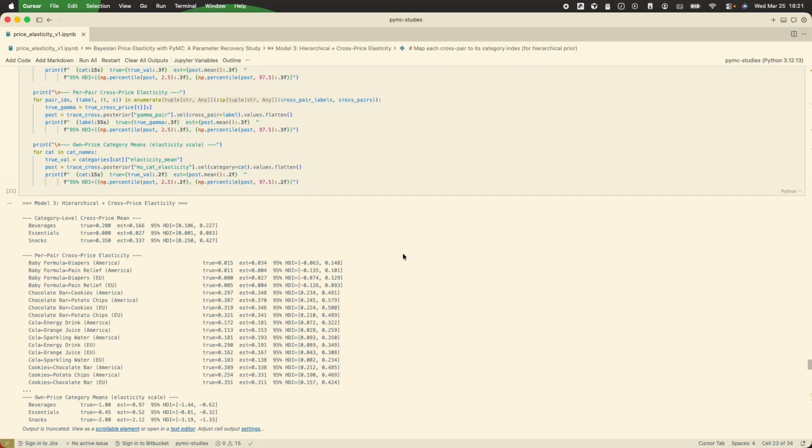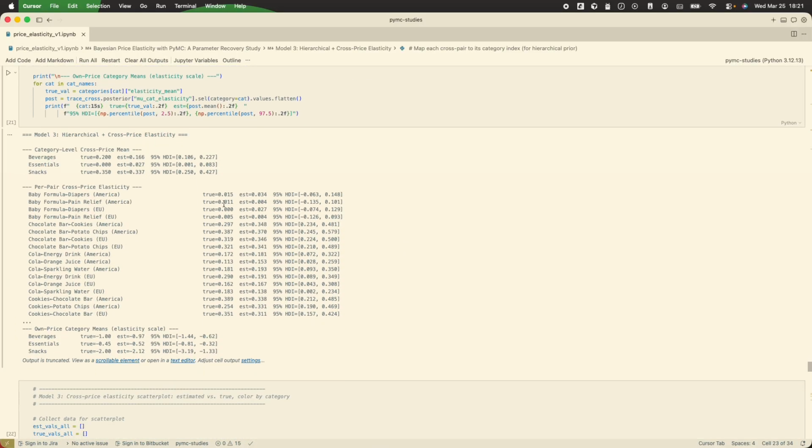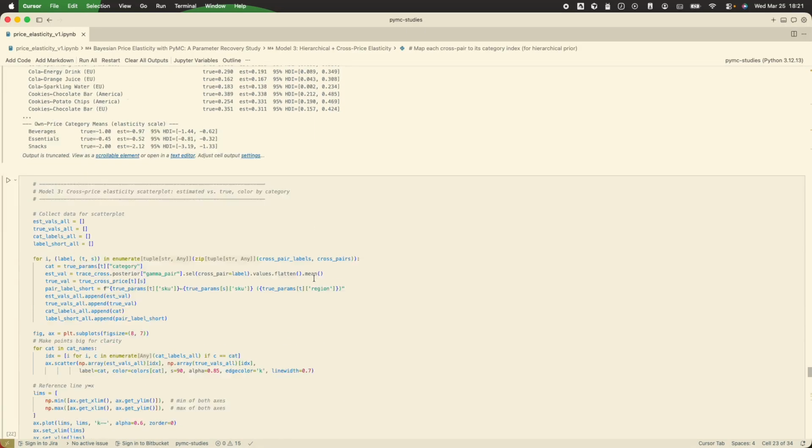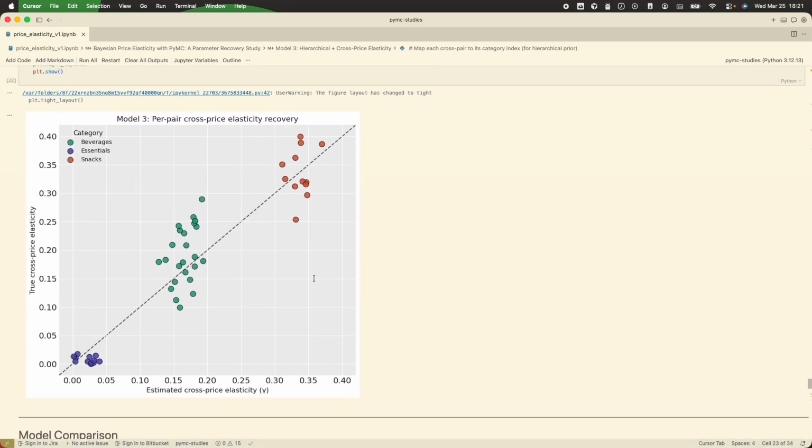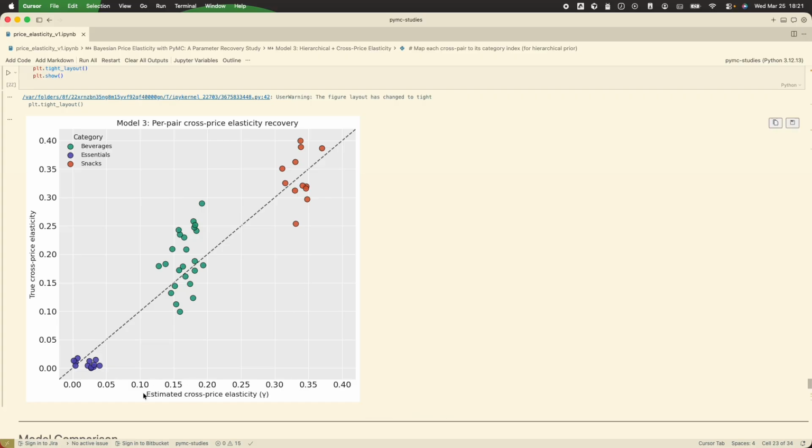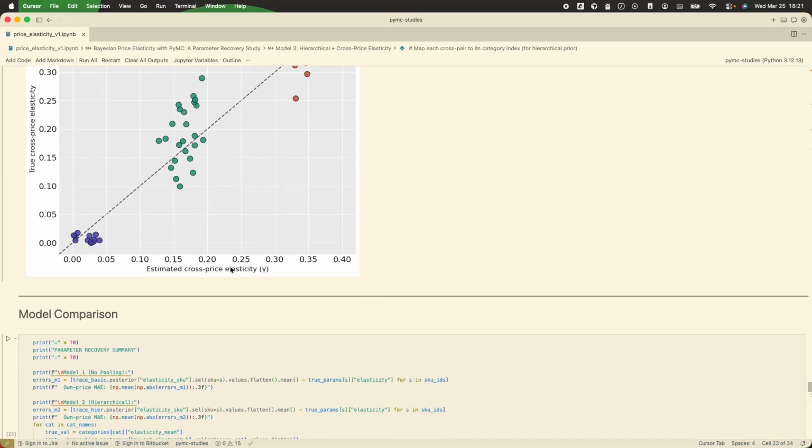Yeah, and then we can see each of the true versus estimated values here, but also we can see them plotted here. So here we have the estimated cross price elasticity, so that's the average, and the true cross price elasticity. So ideally we want everything to be on this diagonal here. Essentials have almost no cross price elasticity, so they're close to zero. Each category has a well-defined cluster here that revolves around the diagonal.